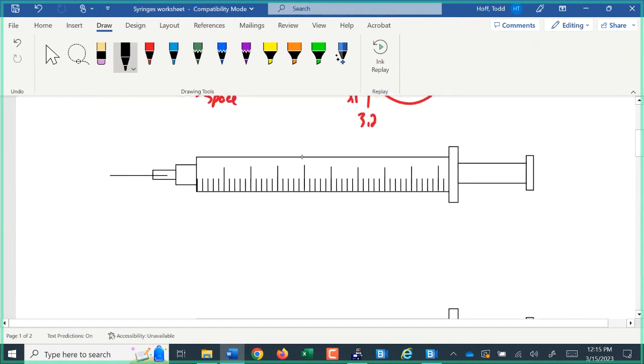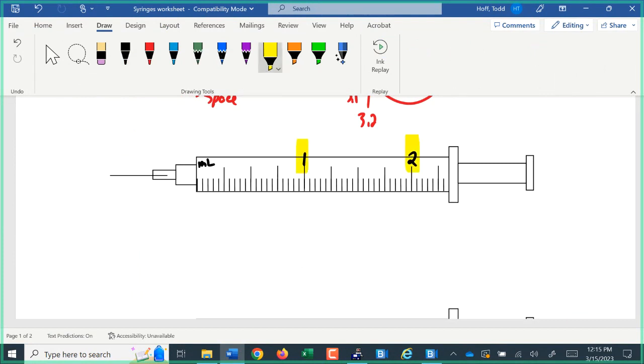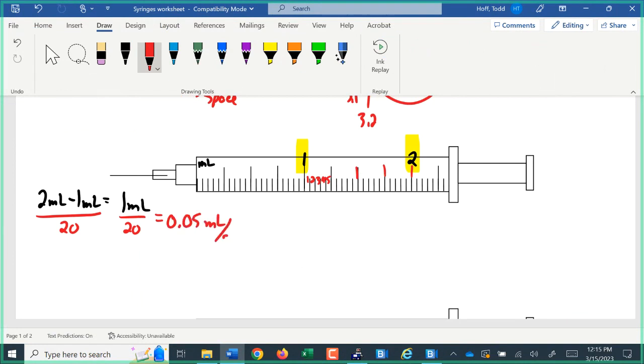Let's look at another syringe here that's labeled like this. Again, still milliliters. This is 1 and 2. So once again, we'll look at the two labeled markings. That is from 2 milliliters minus 1 milliliter is still 1 milliliter of fluid. But now if we count between them, there's 1, 2, 3, 4, 5, 10, 15, 20 spaces. So 1 milliliter divided by 20 spaces is 0.05 milliliters per space.